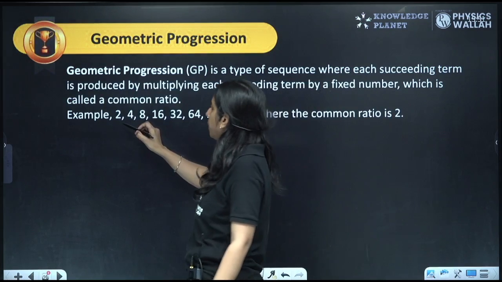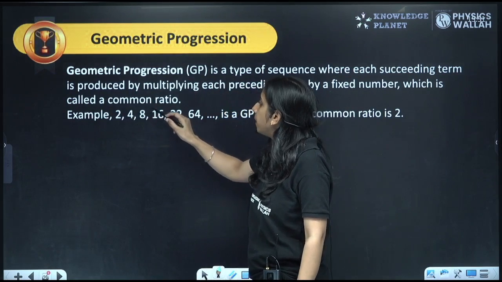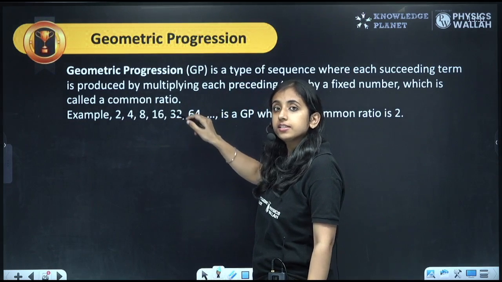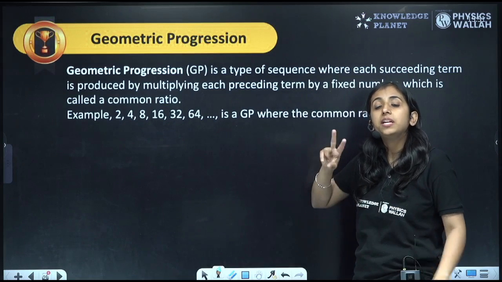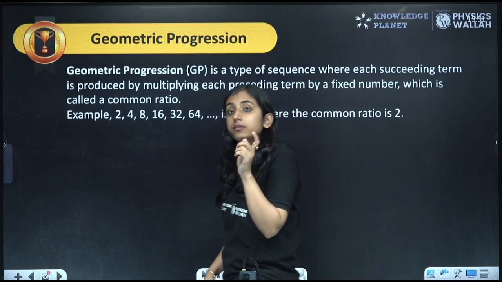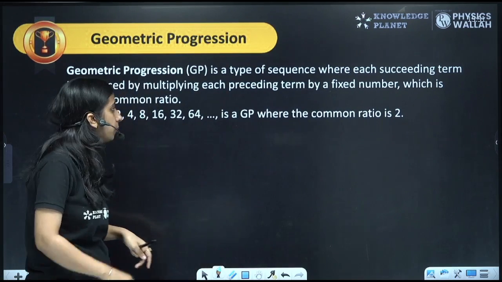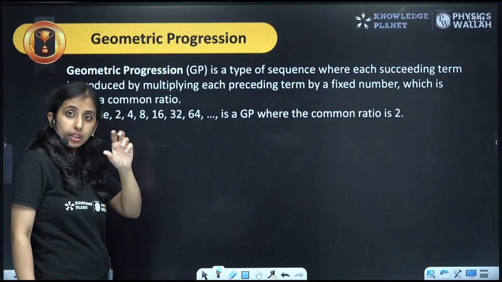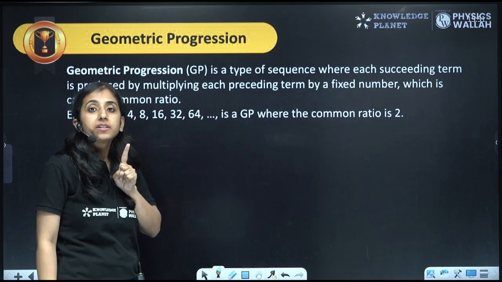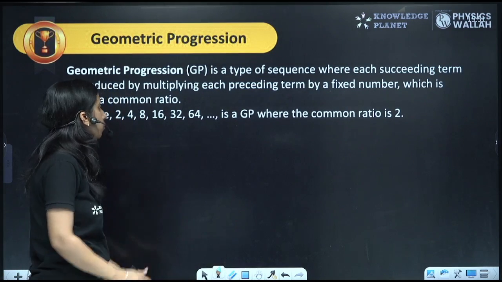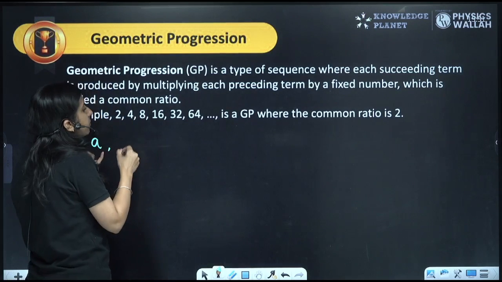Like if we multiply 2 with 2, we get 4. Then multiply 4 with 2, we get 8. Multiply 8 with 2 to get 16. 16 twos are 32. 32 into 2 is 64. So each preceding term is multiplied by a fixed number to obtain the next term, and that fixed number is called the common ratio.